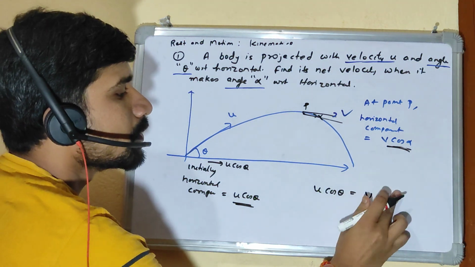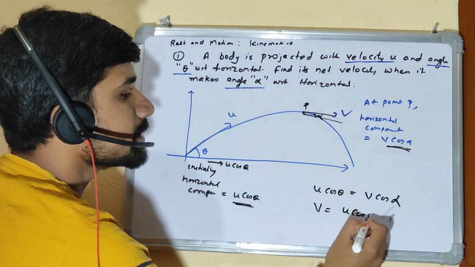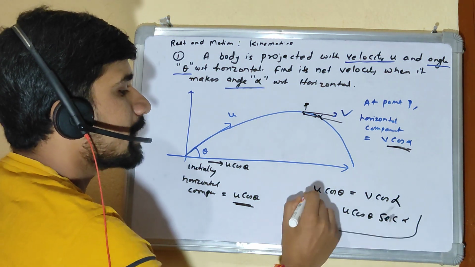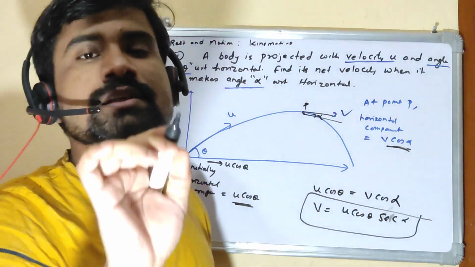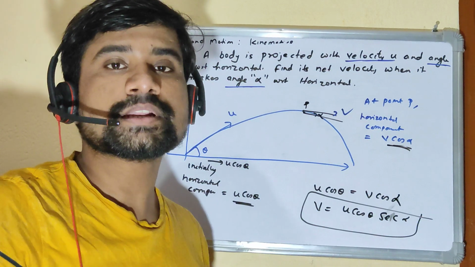What we need to find? We need to find what is v. So v is u cos theta sec alpha, and this is the velocity at that instance where the object makes an angle alpha with respect to horizontal.